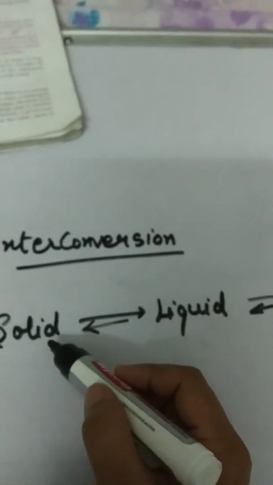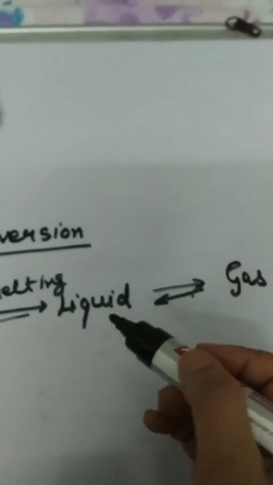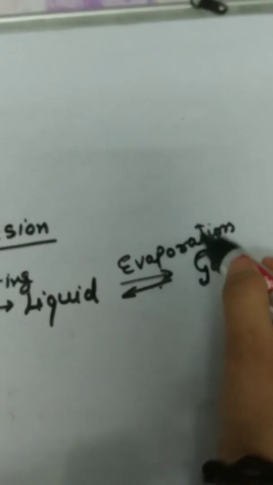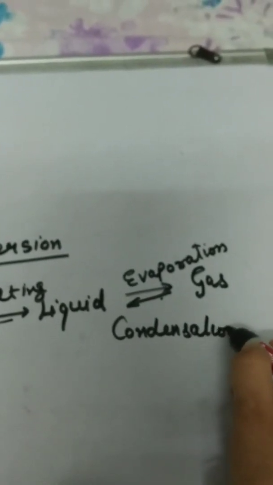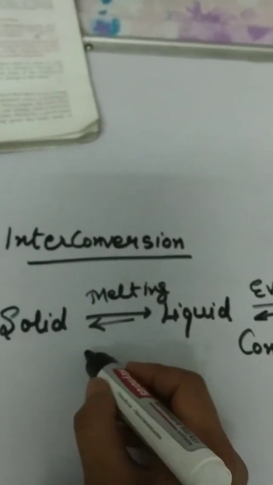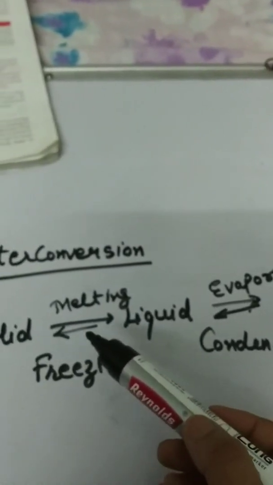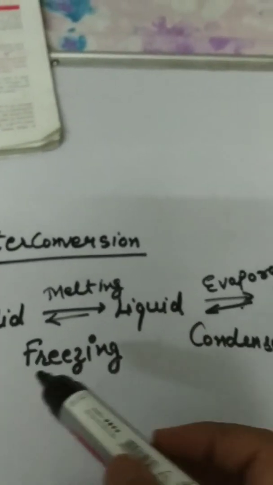Name of the process we know. When solid changes into liquid, we call it melting. When liquid changes into gas, we call it evaporation. When gas changes into liquid, we call it condensation. When liquid changes into solid, we call it freezing. So these are the terms we use for the interconversion of states. This is the interconversion of the state.